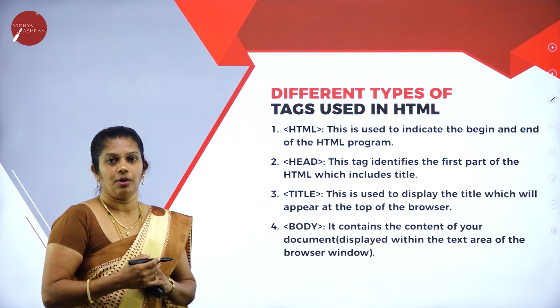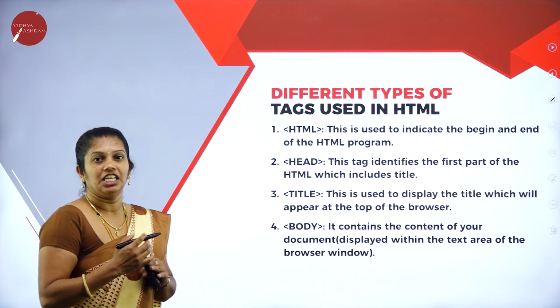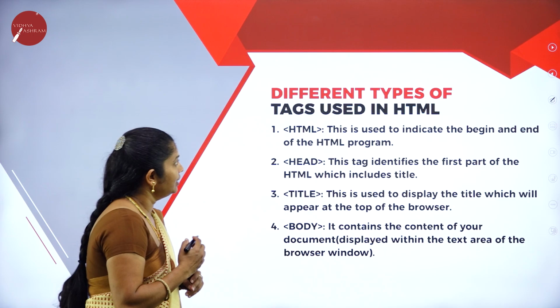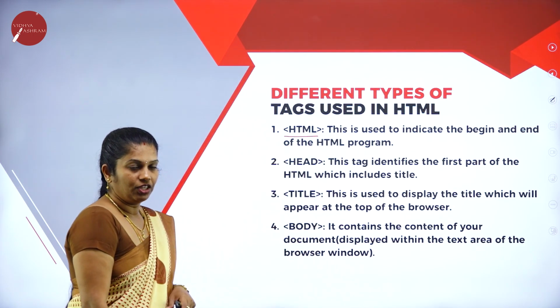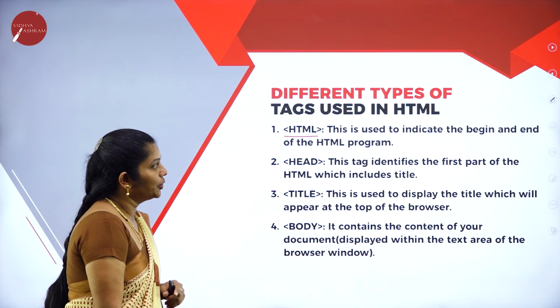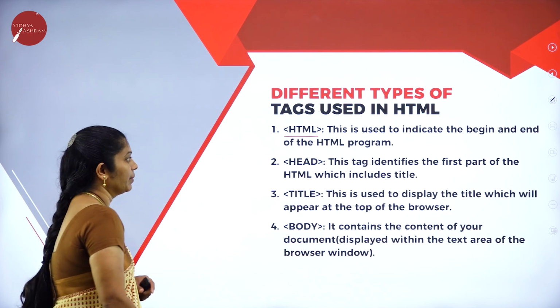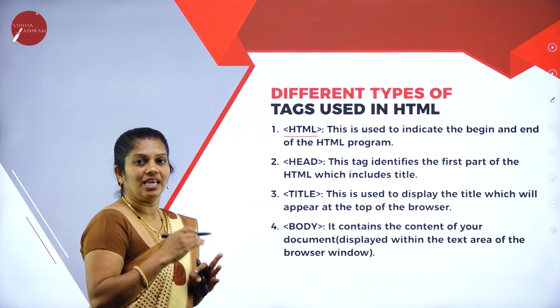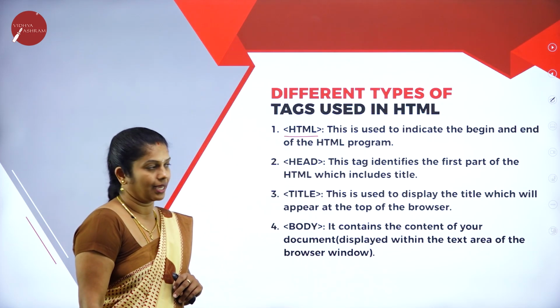Now we will discuss a few tags, different types of tags we are using in HTML. Under that, the first one is the HTML tag. The HTML tag is used to indicate the beginning or end of the HTML program. If I want to write any HTML program, compulsorily I first have to start with the HTML tag.